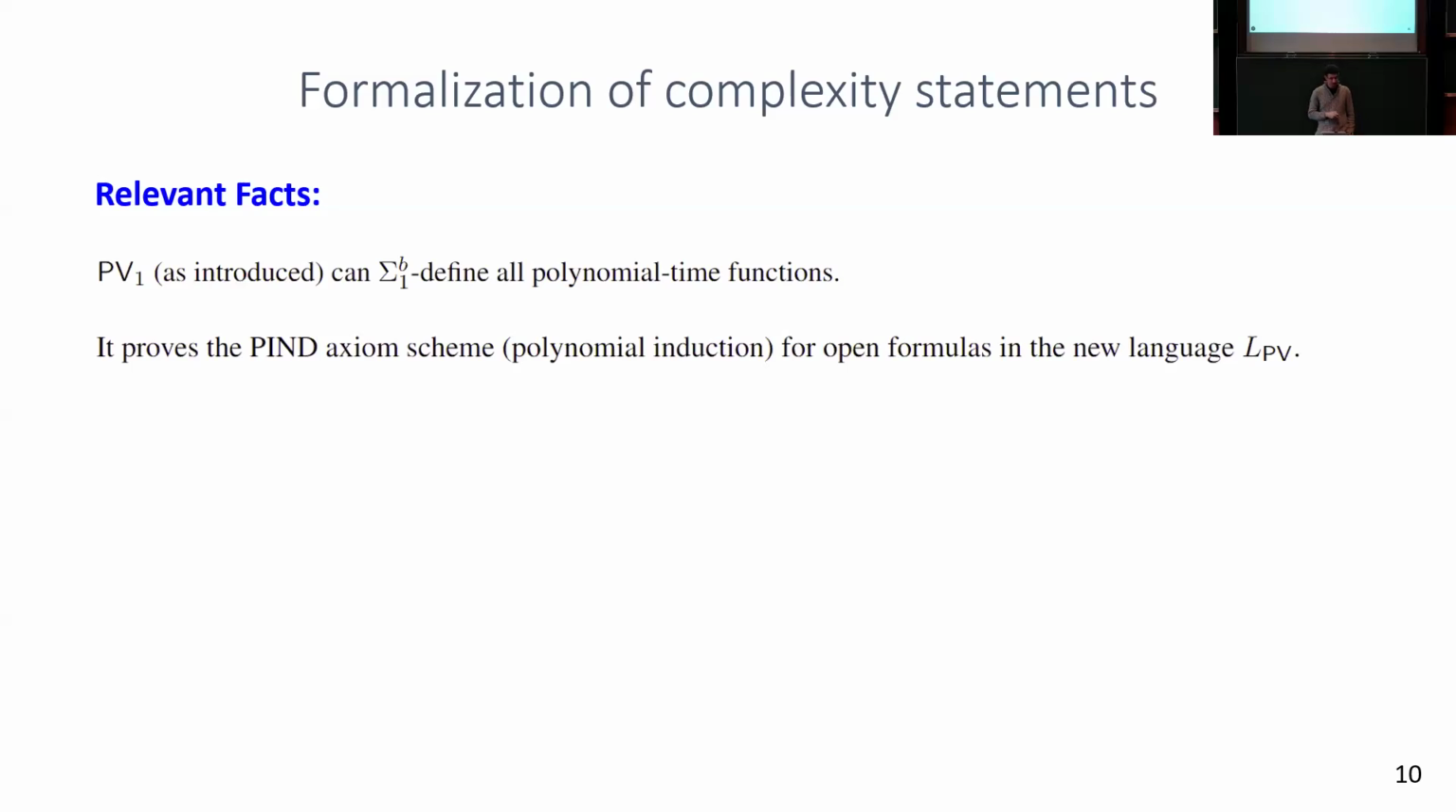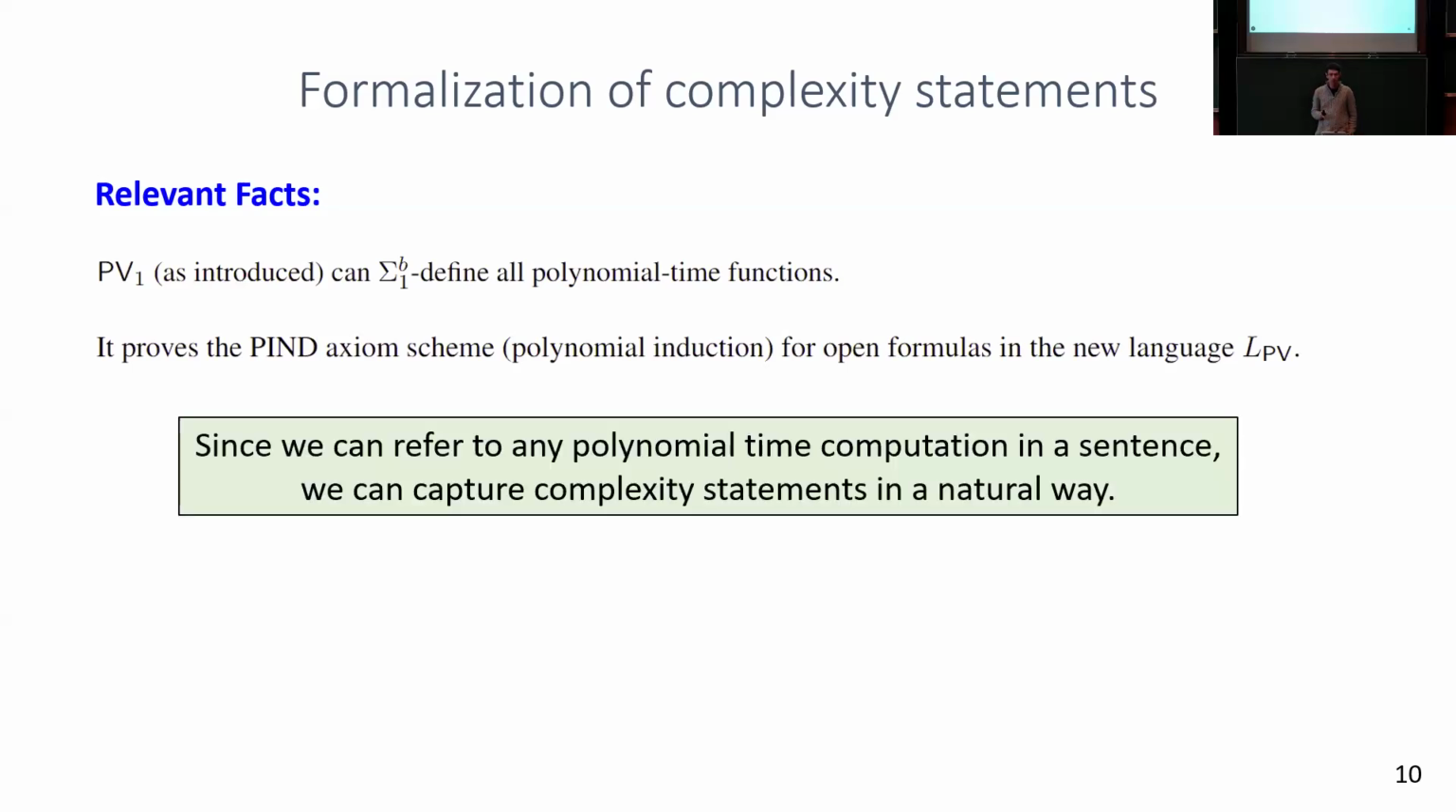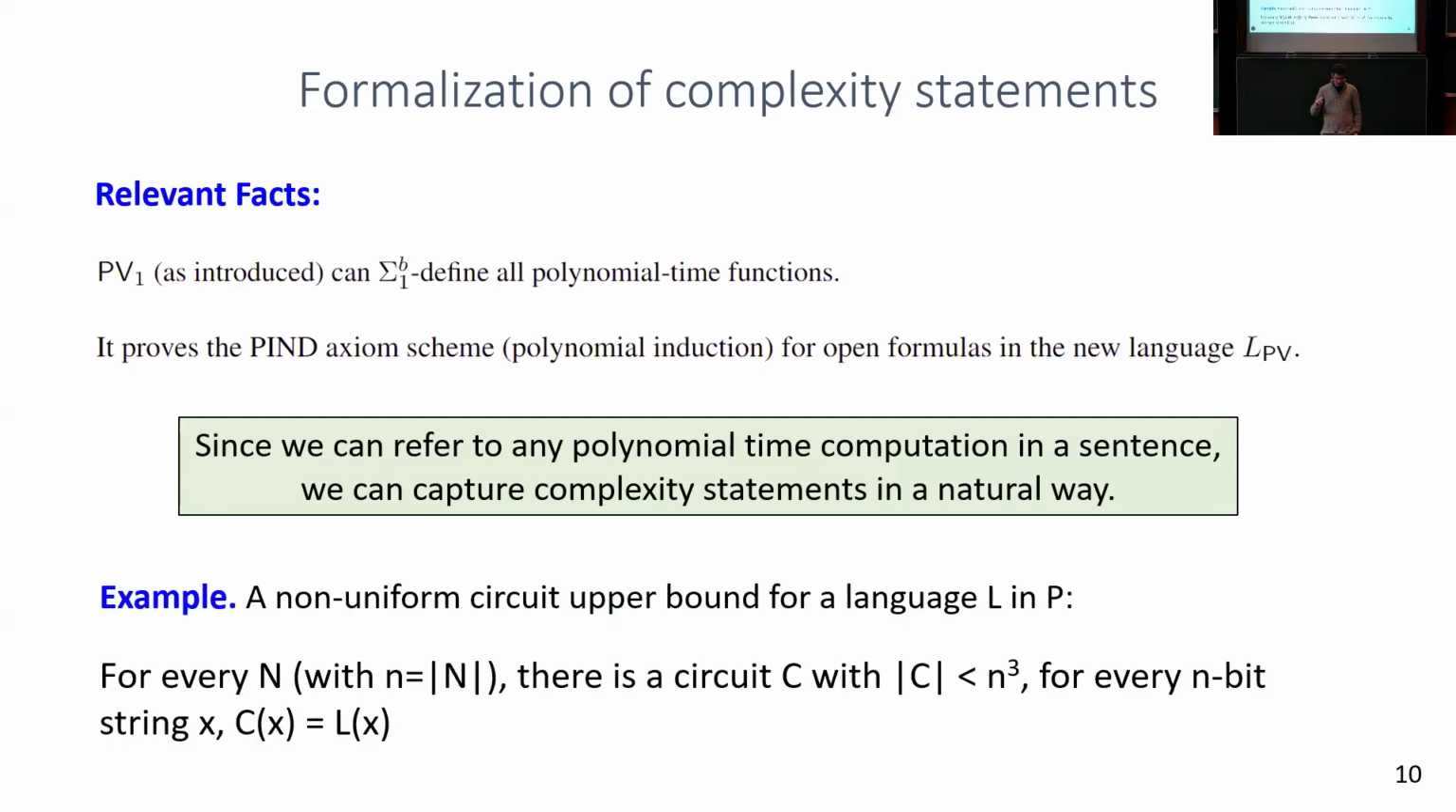Thanks. So in practice, what it means is that we can use any polynomial time function when we express our statements. Let me just give an informal example. Suppose we want to write a sentence saying, here is a language in P, and this language has circuits of size n to the k. How would I write down such a sentence?